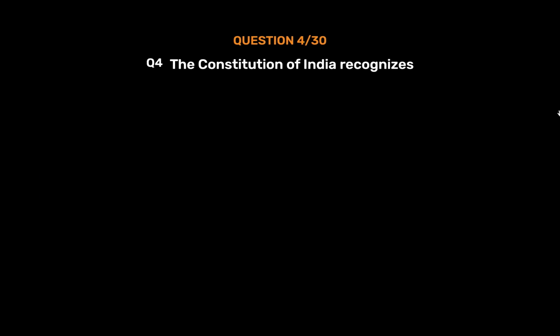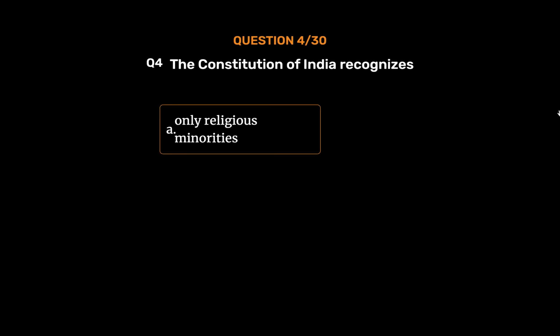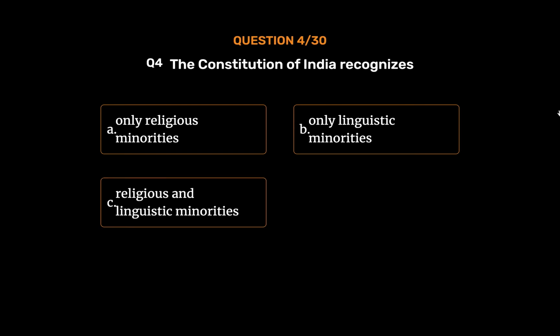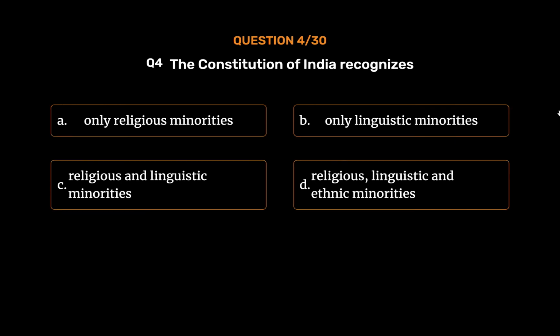Question number 4. The Constitution of India recognizes Option A. Only religious minorities. Option B. Only linguistic minorities. Option C. Religious and linguistic minorities. Option D. Religious, linguistic and ethnic minorities. The correct answer is Option C.